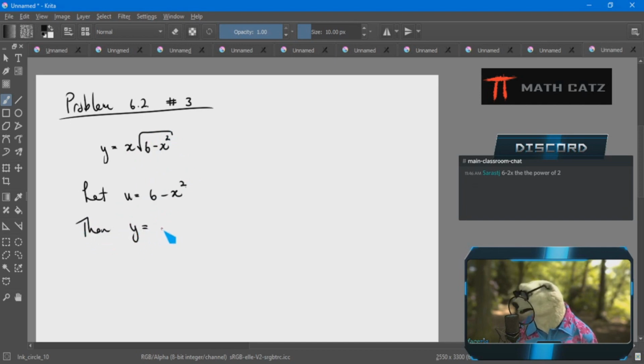Then my outside function is what? Well, certainly the root of 6 minus x squared is going to become the root of u. Well, there's still an x here. Right? That x doesn't have any obvious way of being changed into a u. It'd be different if that x wasn't there. Then it's a straightforward chain rule. But that x is there.